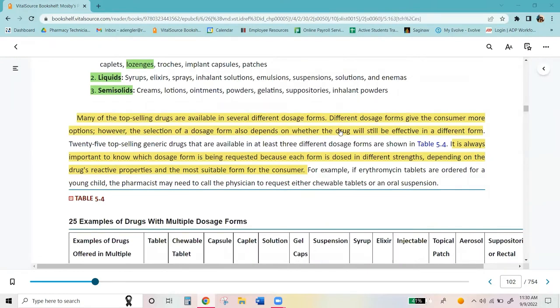Many of the top-selling drugs are available in several different dosage forms. Different dosage forms give the consumer more options. However, the selection of dosage form also depends on whether the drug will be effective in a different form. It is always important to know which dosage form is being requested because each form is dosed in different strengths depending on the drug's reactive properties and the most suitable form for the consumer.